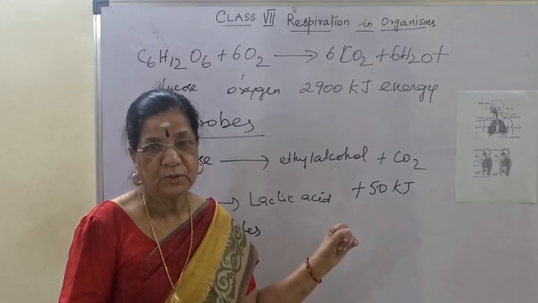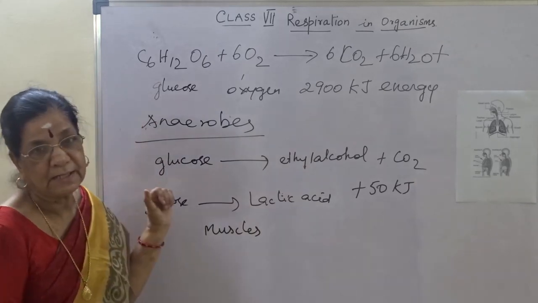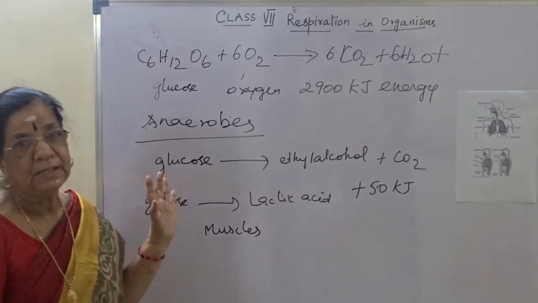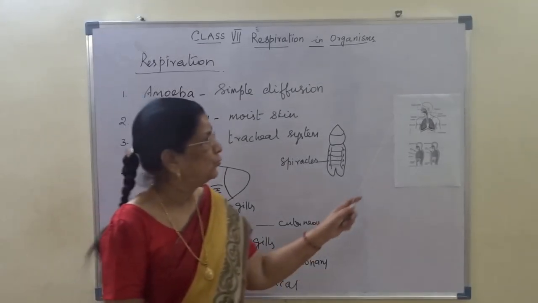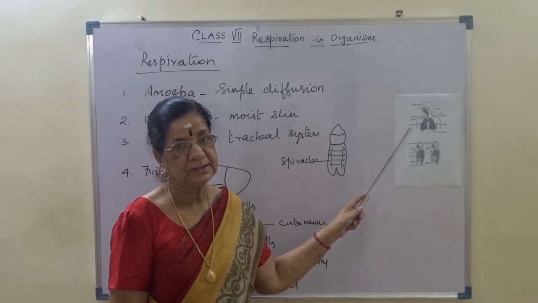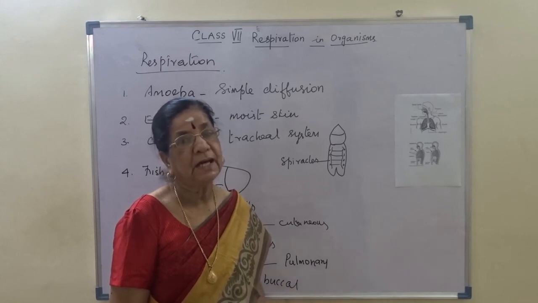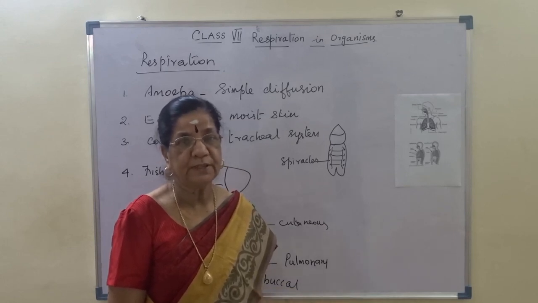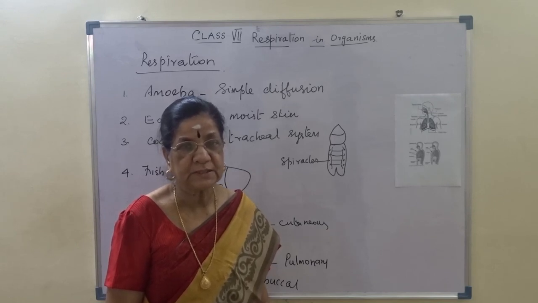I hope you are able to follow this. So here we are studying about aerobic and anaerobic respiration. What I explained so far is about the structure of human lungs, the mechanism of breathing, and aerobic and anaerobic respiration. What is the equation for aerobic respiration?